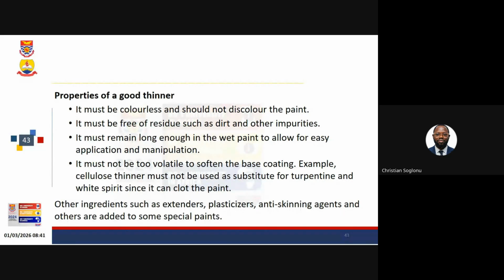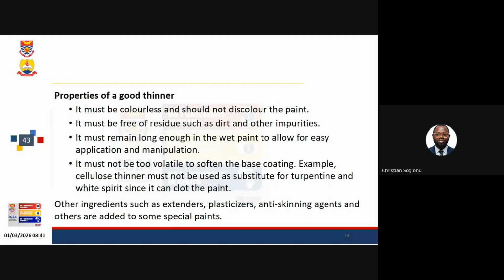It must remain wet long enough to allow for easy application and manipulation. It must not be too volatile to soften the base coating. For example, cellulose thinner must not be used as a substitute for turpentine and white spirits, since it can clot the paint.